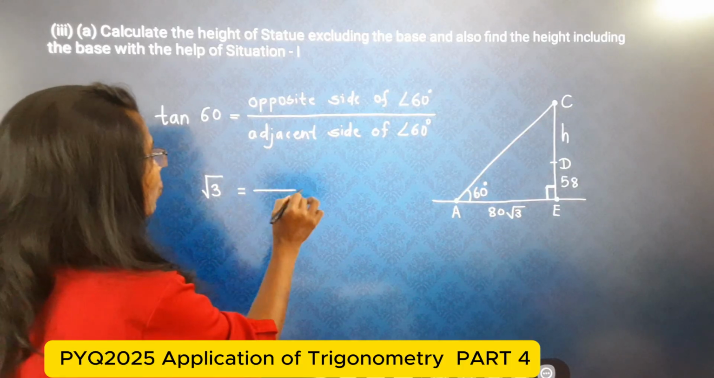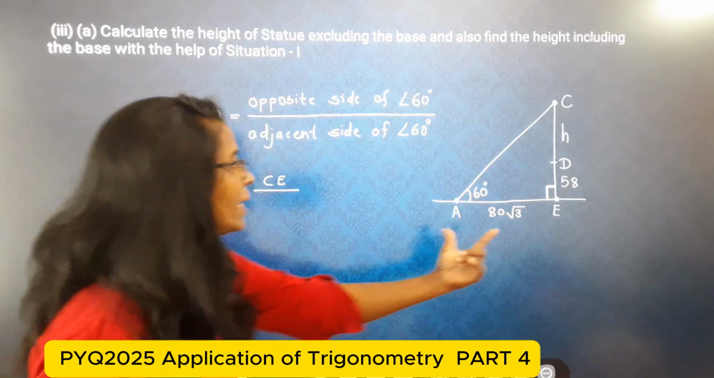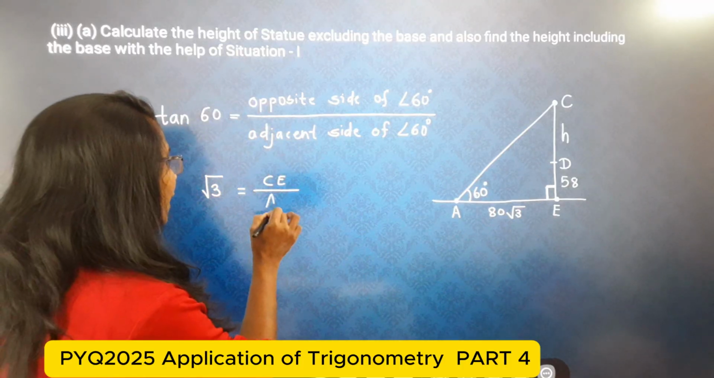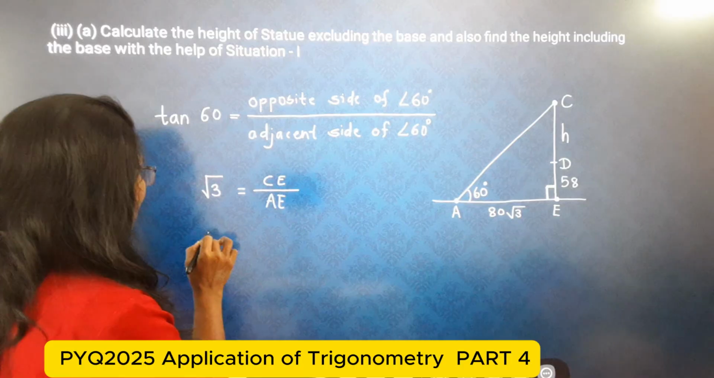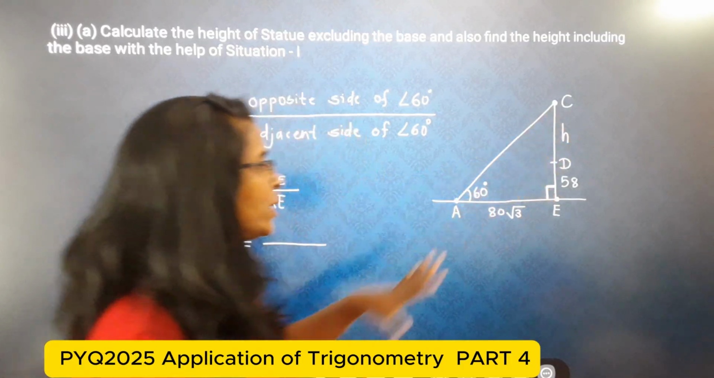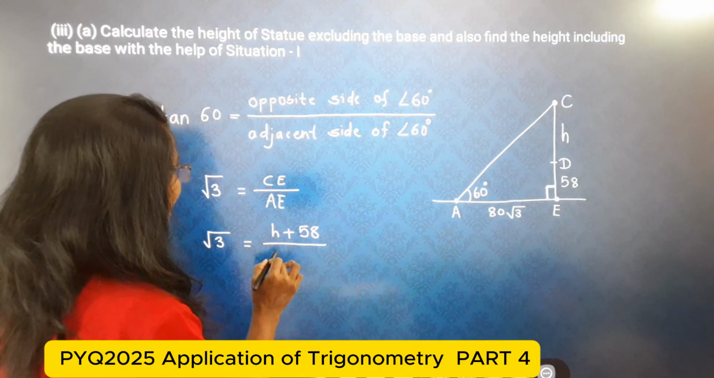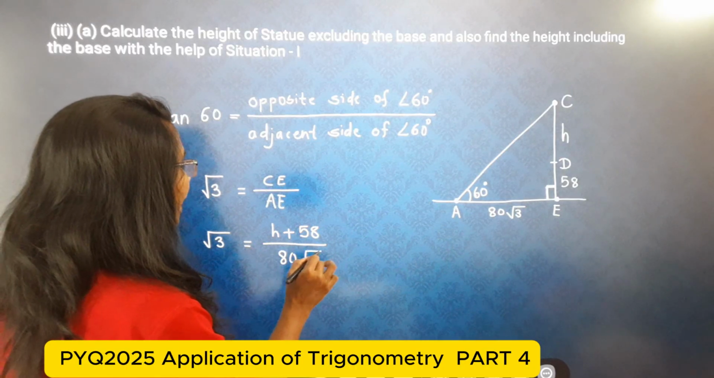So tan is equal to the opposite side CE divided by the adjacent side AE. Now here, students, this one is root 3. How can we get the CE? CE is H plus 58, divided by AE, that is 80 root 3.